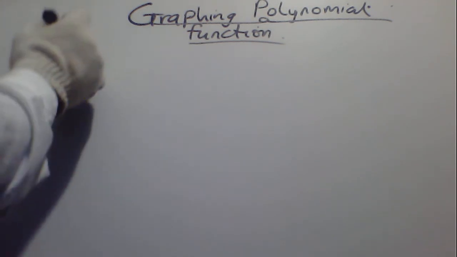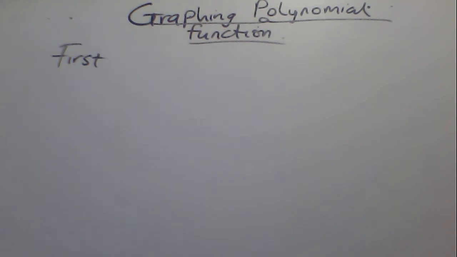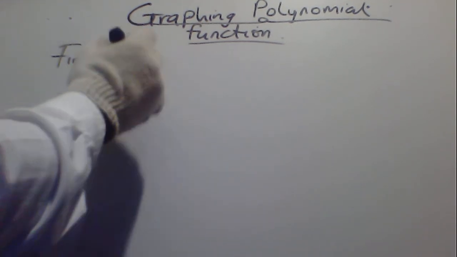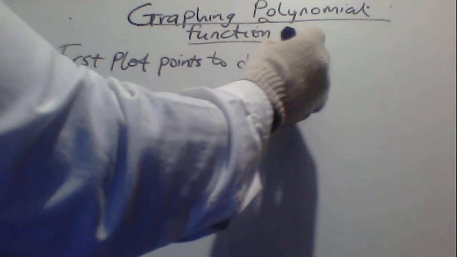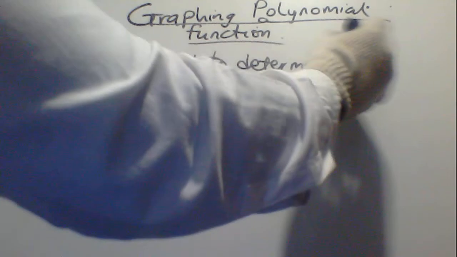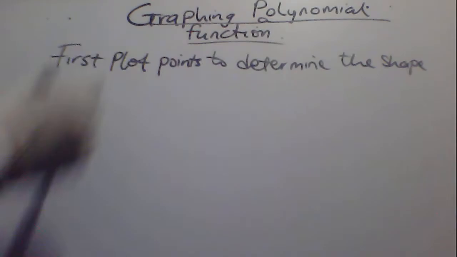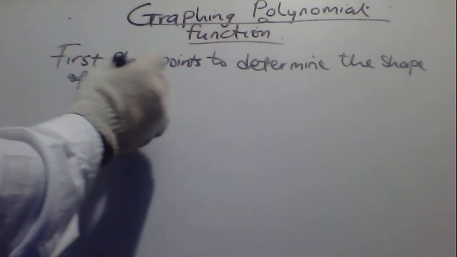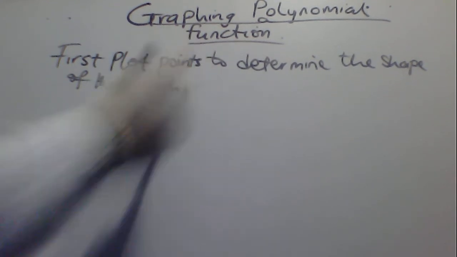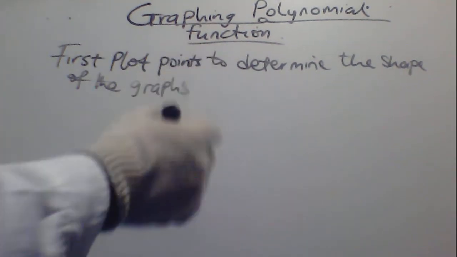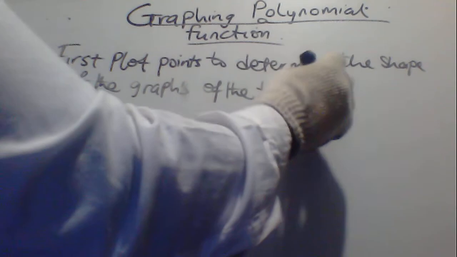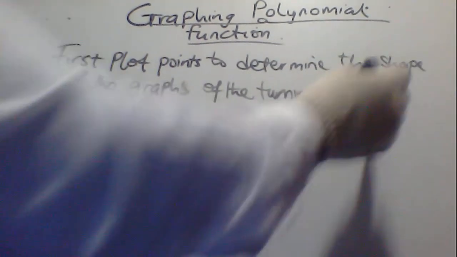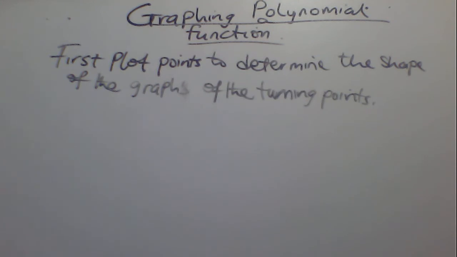So in this case, the first thing to do when you are given a graph is to plot points to determine the shape of the graph. You have to plot points to determine the shape of the graph and the turning points.